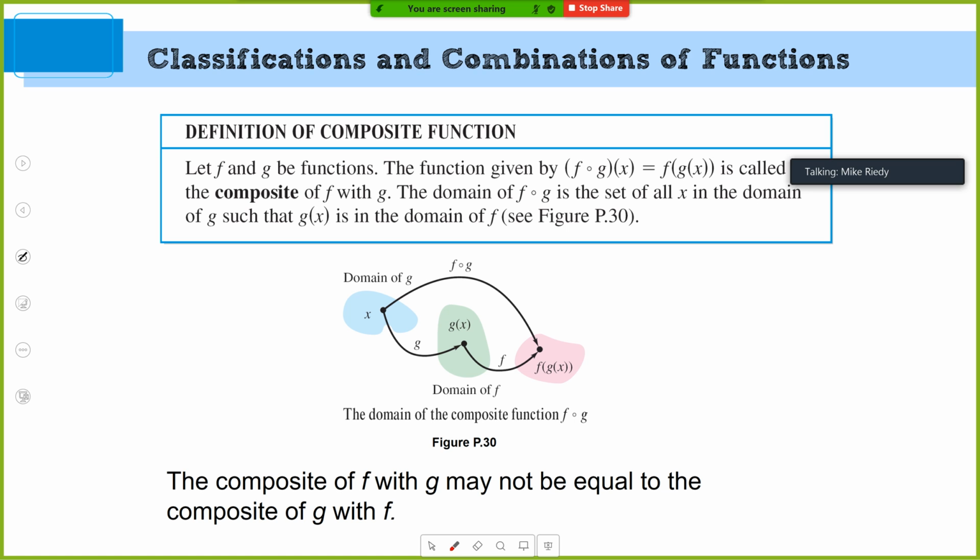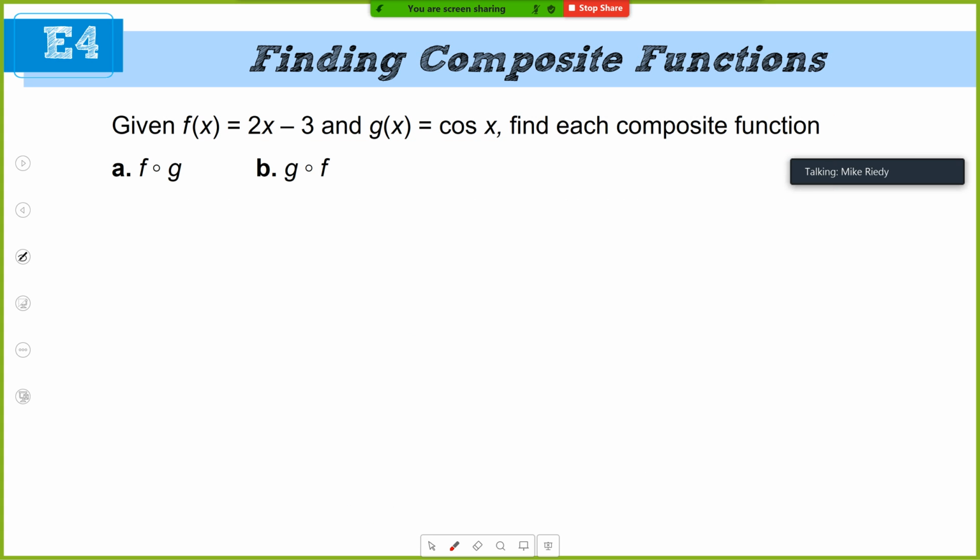All right, composite functions, putting one function into the other. Notice the notation up here. F of g of x means take g of x, put it into f. Okay. You will see a flip back and forth between the two. So for instance, in part A, it's saying what is f of g of x? That means take g, which is the cosine, and put it into there. We get 2 times the cosine of x minus 3. Simple.